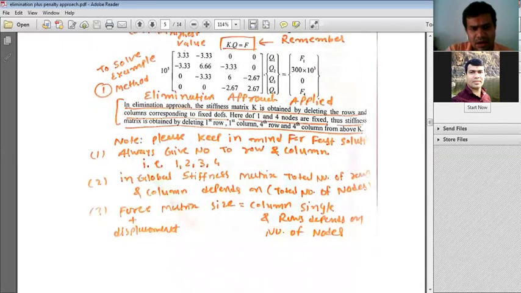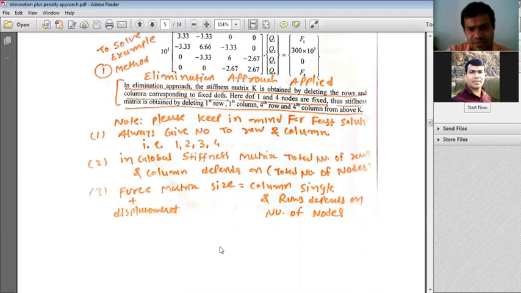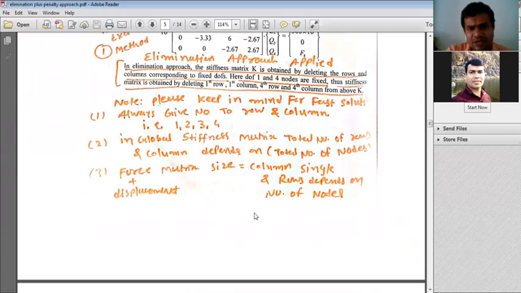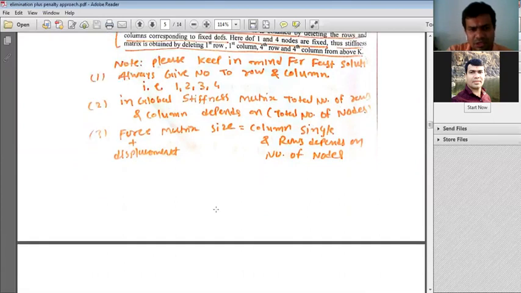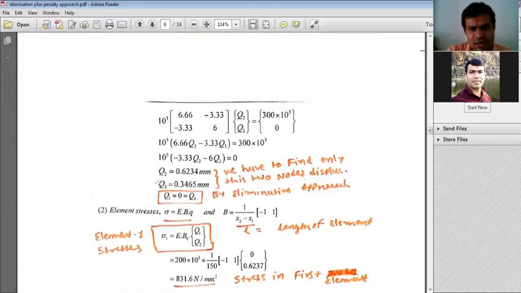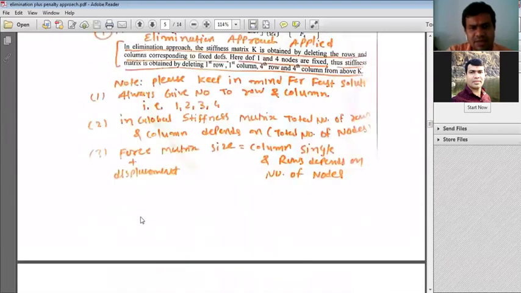Okay. Now what we have to do, keep in mind, always give numbers to rows and columns. When you make any global stiffness or element stiffness matrix, at least give 1, 2, 3, 4 numbers for easy solution process of the matrix or summation. Total number of rows and columns depends on the number of nodes. Force and displacement matrices are always a single column, and rows depend on the number of nodes.